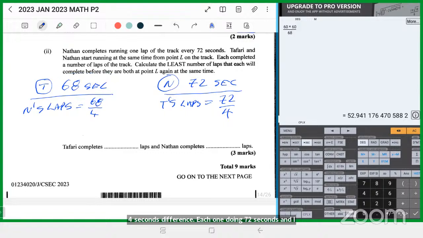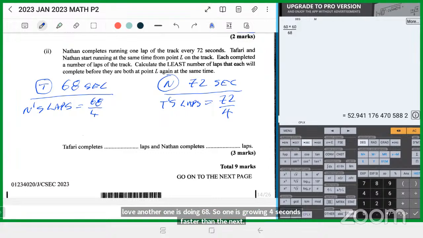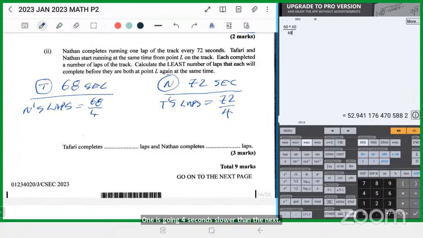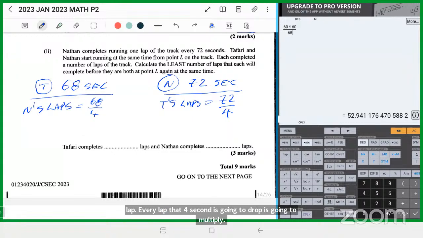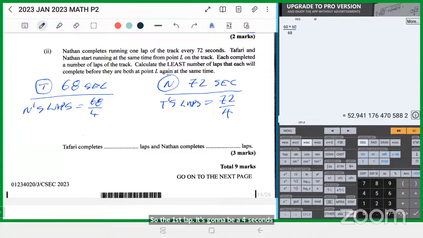So one is going 4 seconds faster than the next. I'll put it another way. One is going 4 seconds slower than the next. So every lap, that 4 seconds is going to multiply, basically. The first lap is going to be a 4 seconds difference. The second lap is going to be an 8 seconds difference. The third lap is going to be a 12 seconds difference, right? In terms of where they are on the track, relative to the position that they are passing.